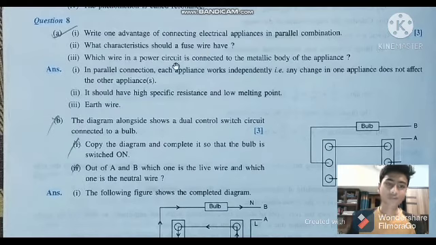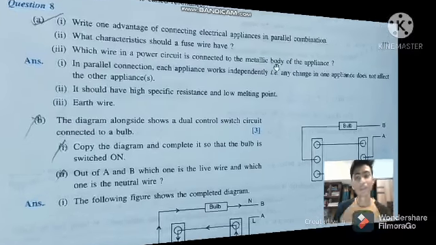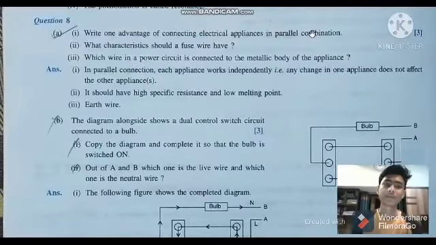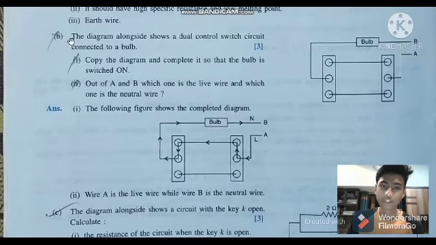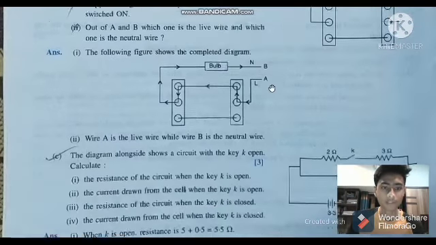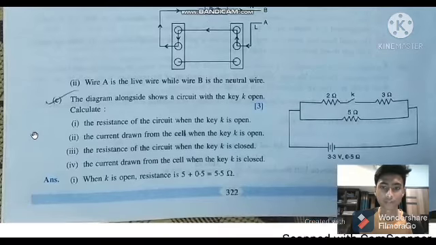Simple. Next question is, which wire in the power circuit is connected to the metallic body of the appliance? So it's going to be the earth wire. The D question, you strike it off. It's from the dual circuit system, which we don't have.